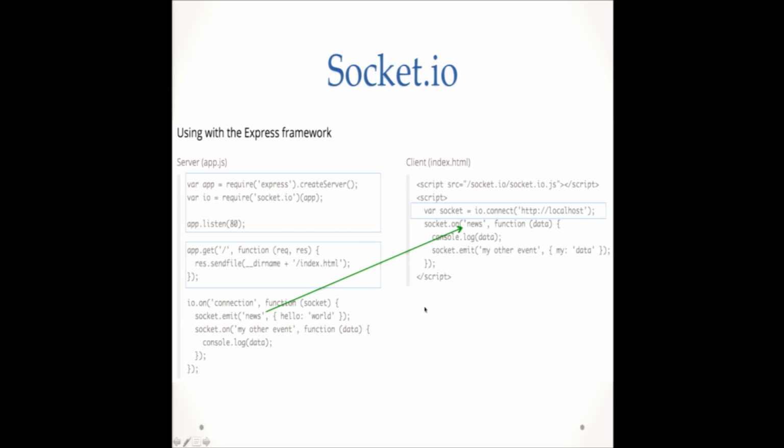So on the client side, we need a handler for that particular event with the name news. And as you can see, you have the data available there in the data object. Then on the client side, we can also emit an event. In this case, we are emitting an event with the name my other event. So this means that on the server side, we need a handler for that particular event.